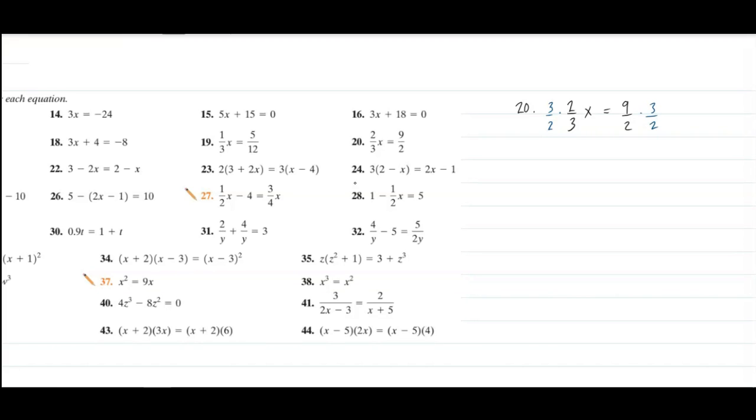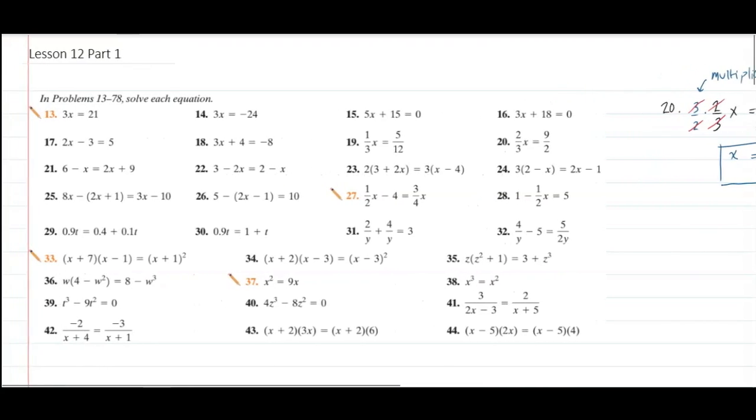And so when you do that on the left side, the 3's will cross off and the 2's will cross off. That right there, by the way, is called the multiplicative inverse. All right, know that name. And so you end up with x is equal to 9 times 3 is 27, and 2 times 2 is 4. And you may leave the answer that way, as I may have discussed with you in a previous lecture. You don't necessarily need to turn things into mixed numbers anymore.